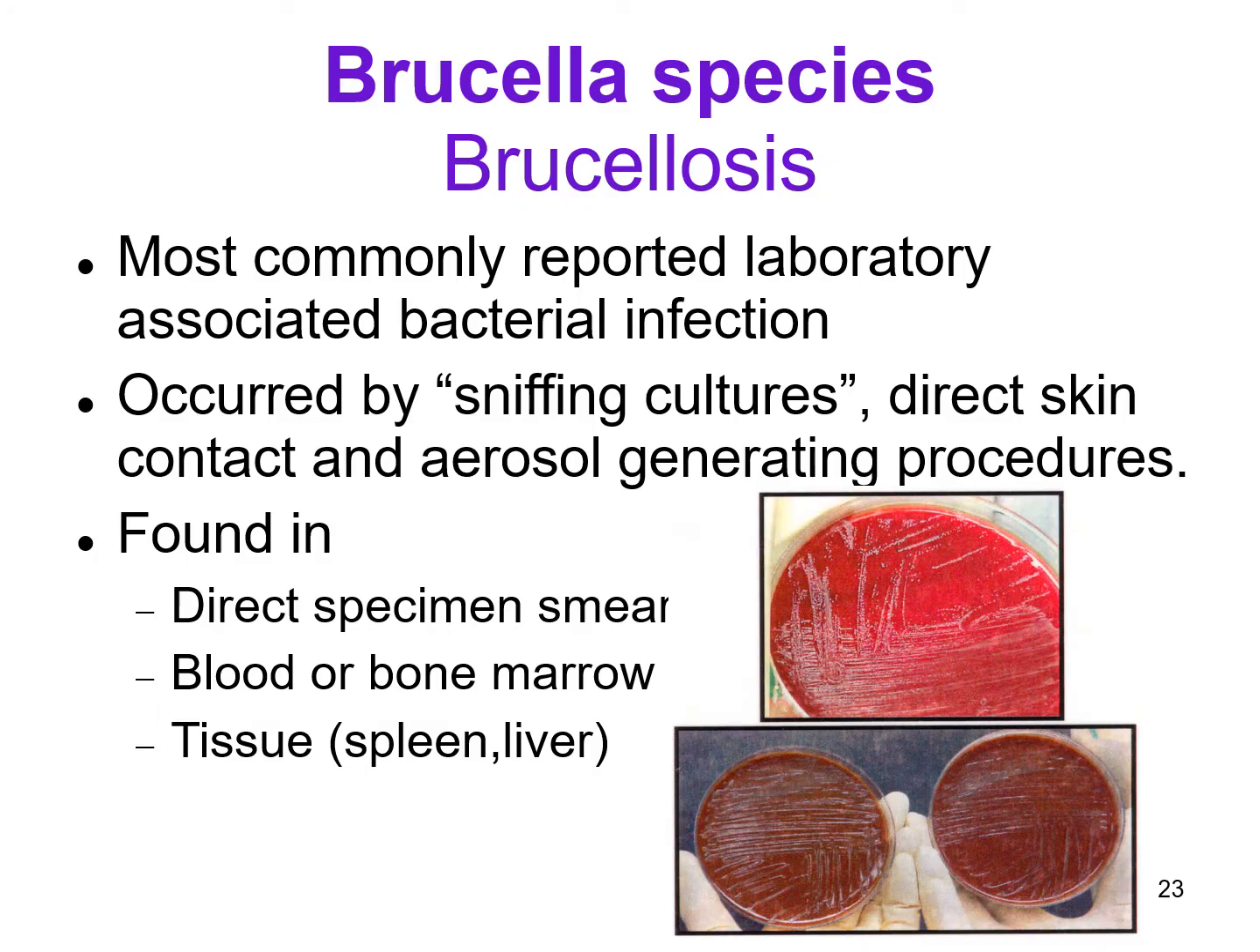Brucella species is the last organism that we'll discuss that's an agent of bioterrorism. This is the most commonly reported laboratory-associated bacterial infection. Infections often occur by sniffing cultures, direct skin contact, and aerosol-generating procedures. Brucella can be observed in direct smear, and the specimen sources include blood or bone marrow, and tissue samples such as spleen or liver.